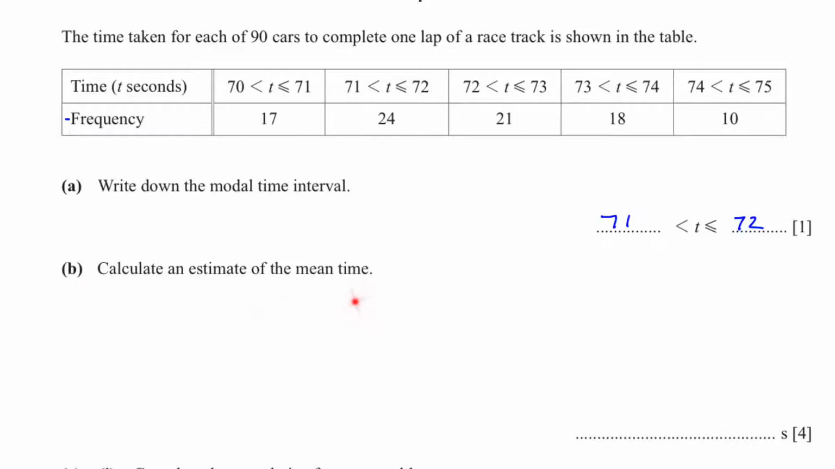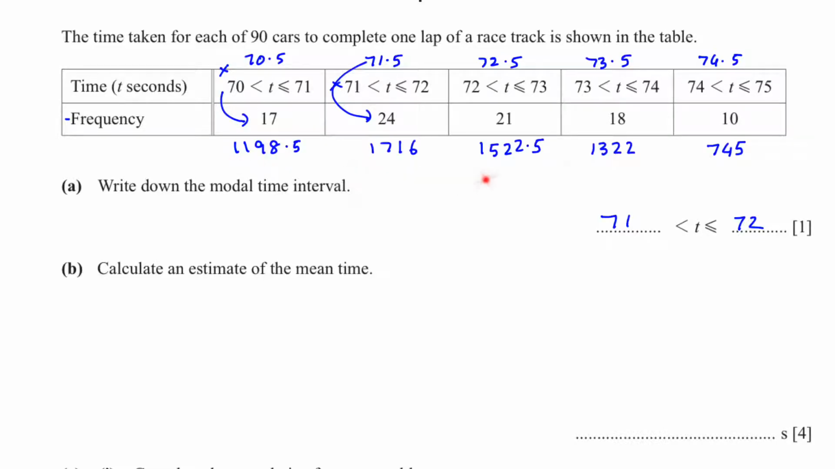To find the estimate of the mean time, because this is group data, you have to first find the midpoint and then multiply the midpoint by the frequency. So the midpoint will be found by adding these two numbers, 70 plus 71, and divide by 2. So we will get 70.5, 71.5, 72.5, 73.5 and 74.5. Now multiply 70.5 by 17 and 71.5 by 24. So these are the numbers you will get when you multiply the midpoint by the frequency.